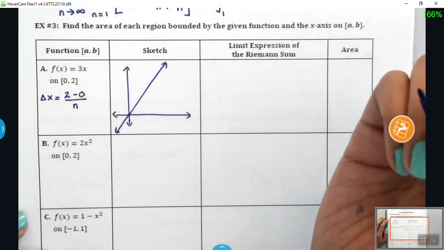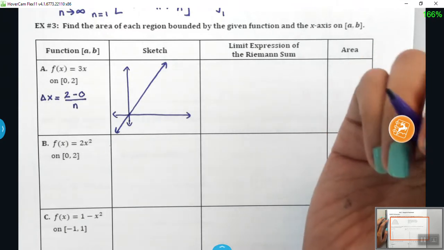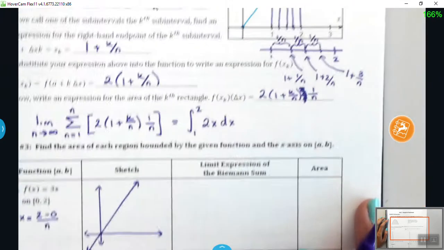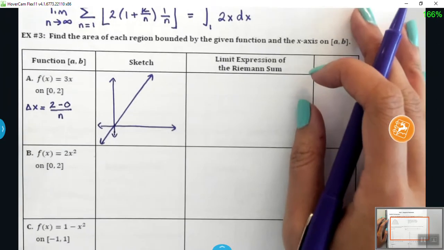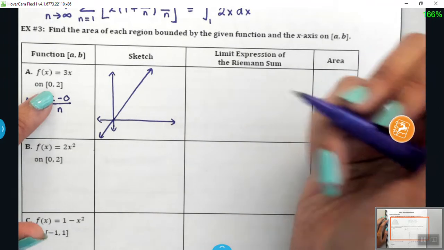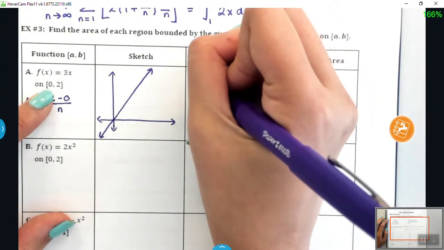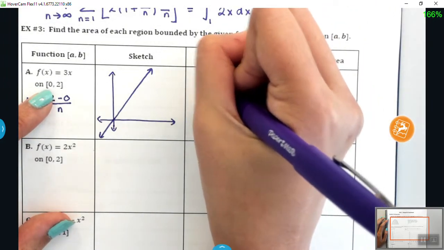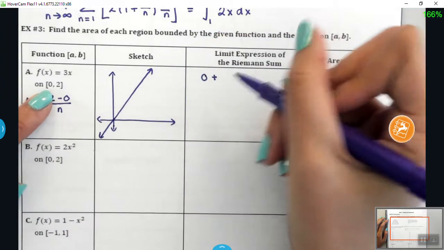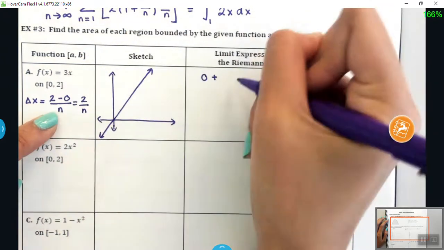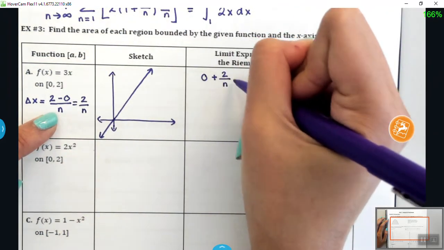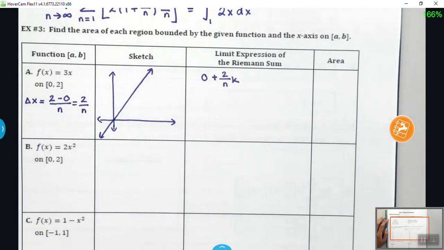All right. The next step is we need to make a right-hand endpoint for each one. So what we do for our right-hand endpoint is, see how 0 is where we start? Our right-hand endpoint would be 0 plus an interval. Our interval is 2 over n, so it's 2 over n times k. Okay, so that is my x locations, right?